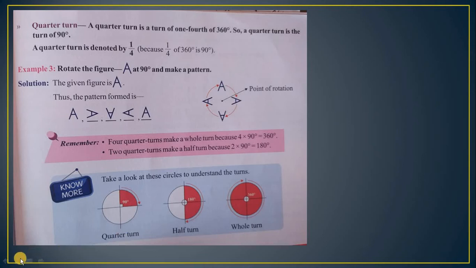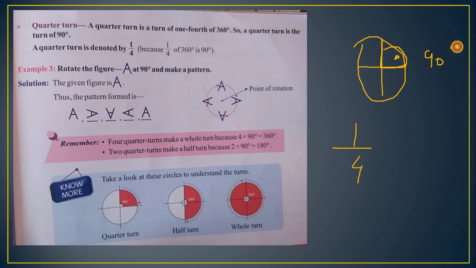Quarter turn means 90 degree angle. For example, this is the square, this is the circle. Circle is having 4 parts. So that one part is known as a quarter. It is also known as 1 upon 4. 1 upon 4 means one part out of 4. So that complete part makes a 90 degree angle, because the complete portion is 360. So one portion will definitely be 90 degrees. 2 portions means 180, 3 means 270 degrees, 4 portions means 360 degrees.